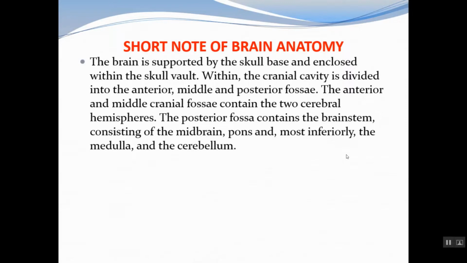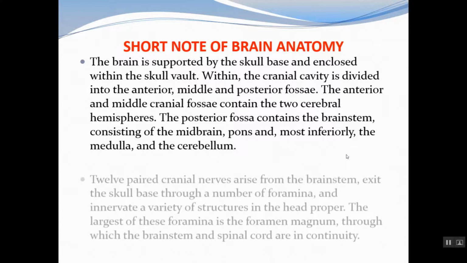The brain is supported by the skull base and enclosed within the skull vault. Within the cranial cavity, it is divided into anterior, middle, and posterior cranial fossa. The anterior and middle cranial fossa contain the two cerebral hemispheres. The posterior cranial fossa contains the brainstem and cerebellum.